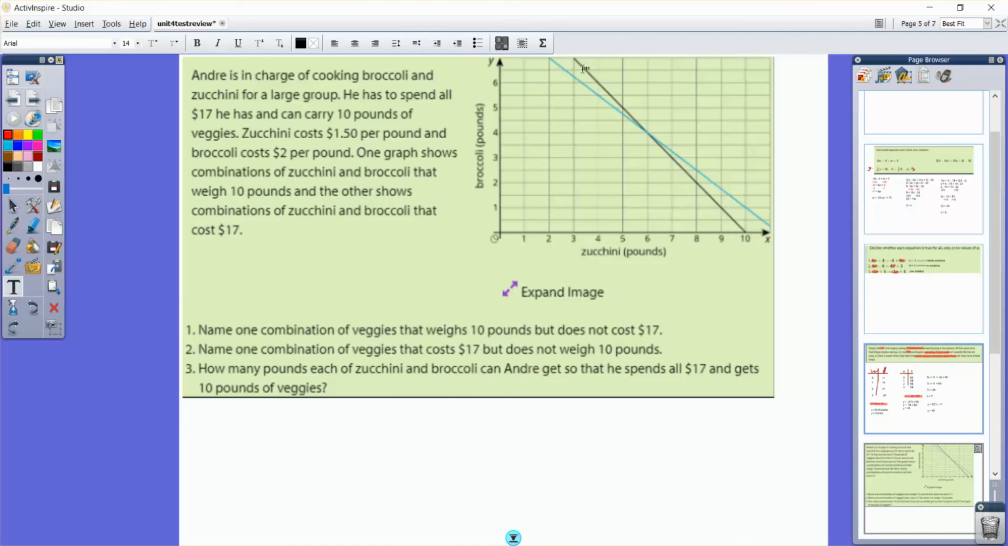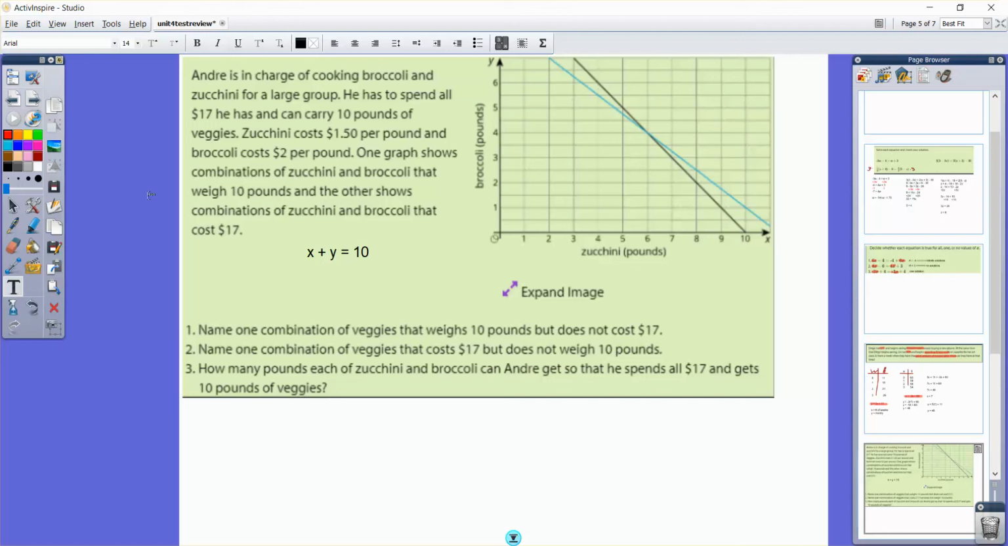Well, if 10 pounds is the maximum, that means the amount of broccoli and the amount of zucchini need to add up to 10. I'll put this down just so you can understand what's going on. If x is my zucchini and y is my broccoli, the sum of these two values always has to be 10. So if I have 10 pounds of zucchini, I cannot have any pounds of broccoli.